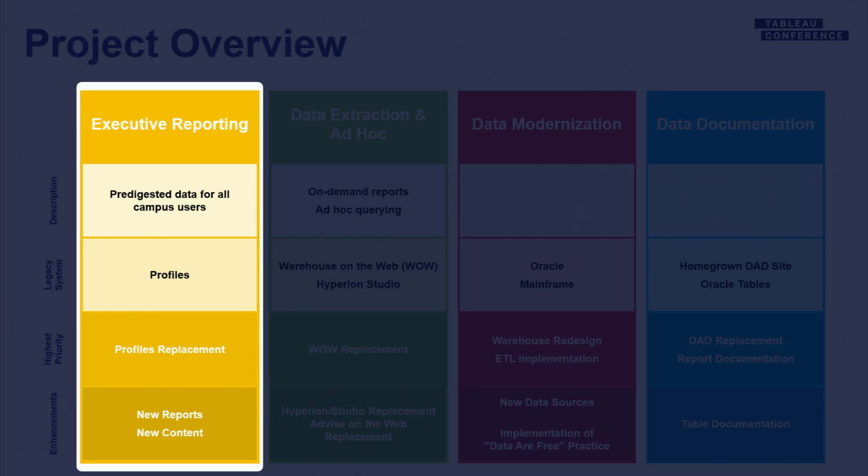So our goal is pre-digested data for all campus users. We want to make the data free. If you are an employee at the University of Maryland, you should be able to get data, at least in the aggregate, to answer any question that we have. We called the old product profiles. The new product, because no one can decide on a name, is reports.umd.edu, its URL. Yep. Someday it'll get a better name, but we're not decisive on those things.